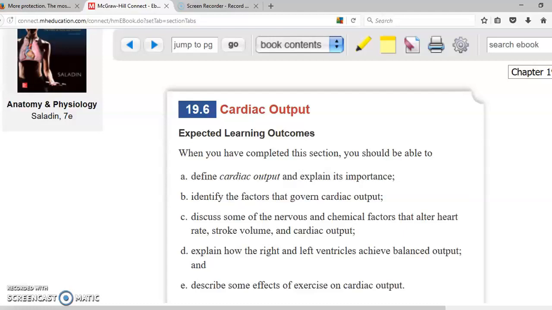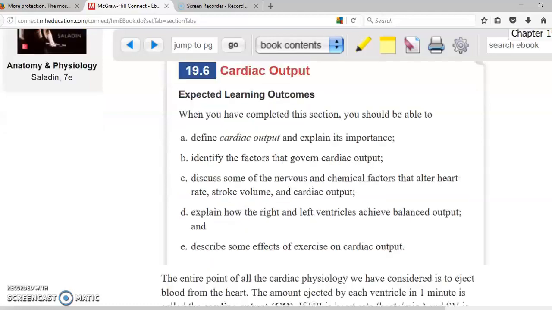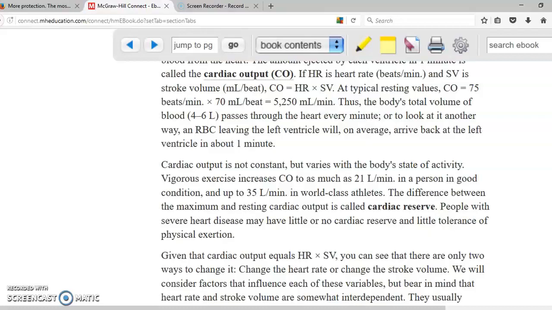Okay, the next topic we are going to talk about is cardiac output. Cardiac output is basically the amount of blood that comes out of the heart every single time the heart pumps. The cardiac output depends on two variables, heart rate and stroke volume. Heart rate is how many times your heart is going to pump the blood per minute. And the stroke volume is the volume the left ventricle pumps out. So cardiac output is stroke volume times heart rate.